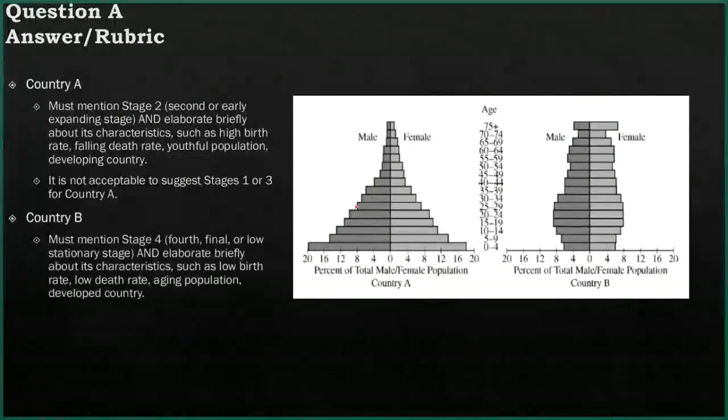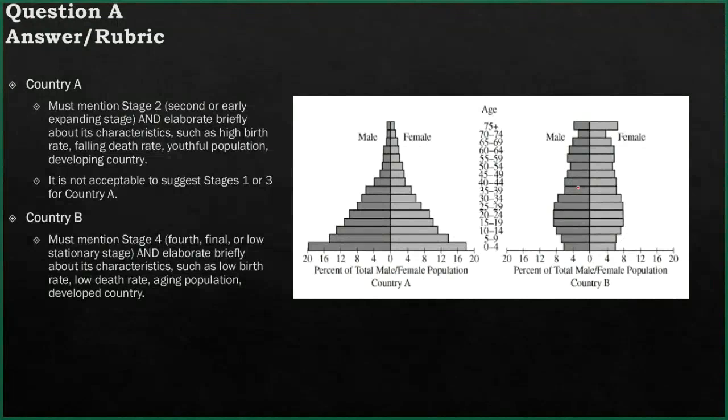Now for country B. For country B, you must have mentioned that this was a stage 4 country. Fourth, final, or low stationary stage would also be acceptable. And elaborate briefly about its characteristics, such as low birth rate, as we pointed out, low death rate, as we can assume, and an aging population.